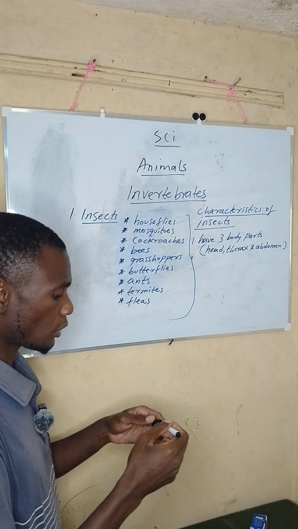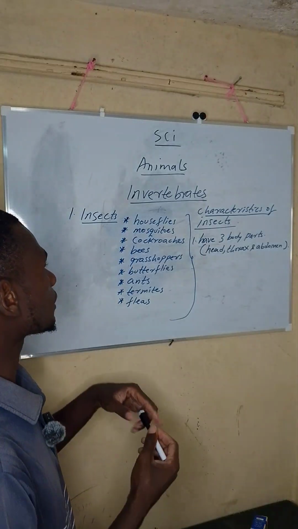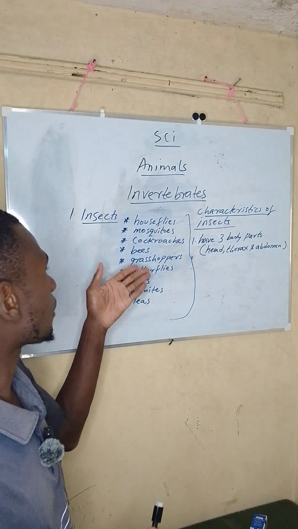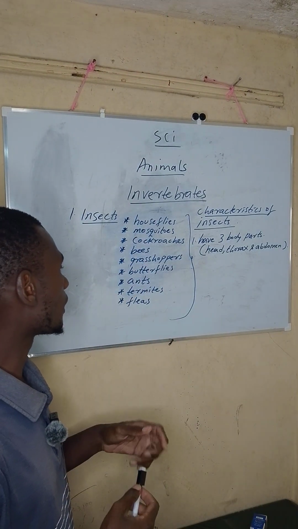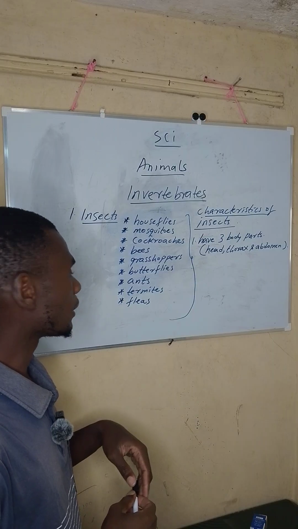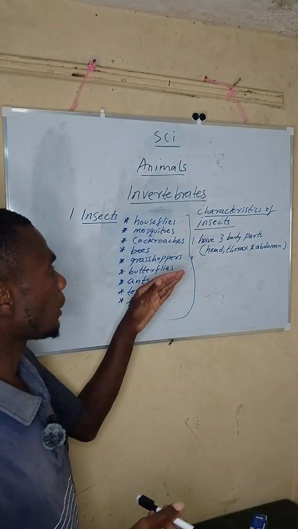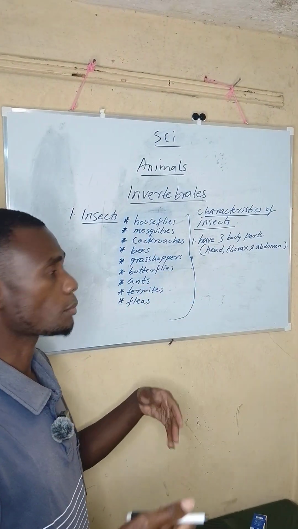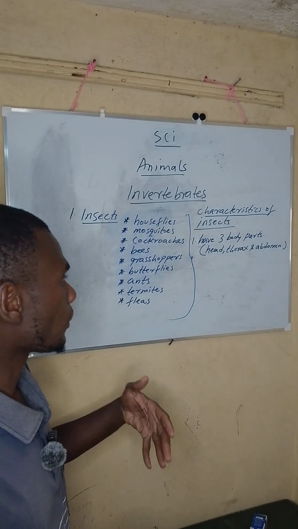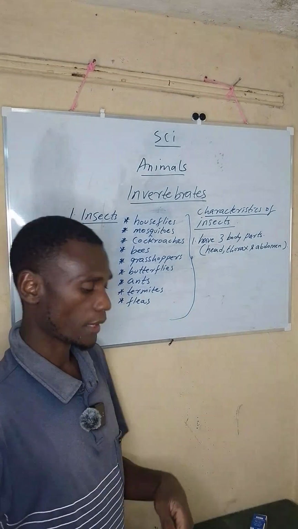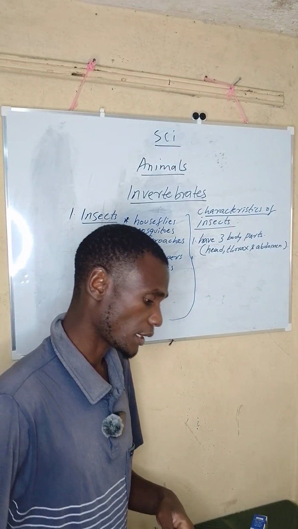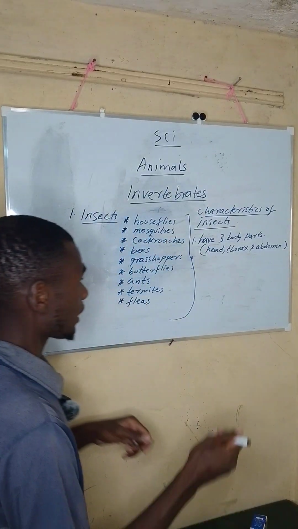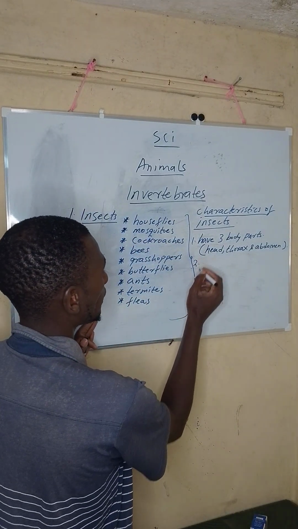So if you come across any of these animals, especially cockroaches that are always all over, or ants, you can see that their bodies are divided into those parts. We have the head, then we have the thorax, and we have the abdomen. That's the first characteristic.